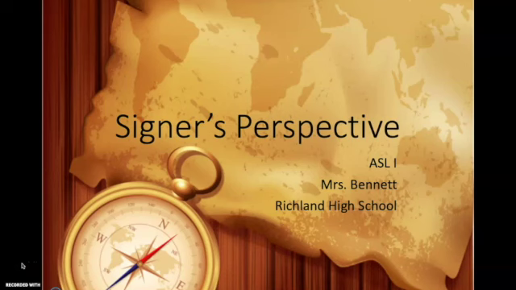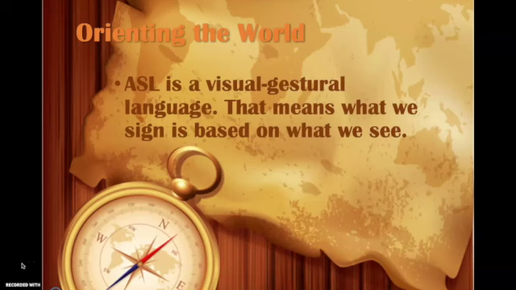Today I want to talk to you about what we call the signer's perspective. So this is kind of how we orient the world in sign language. Something that's really important to keep in mind is that ASL is a visual gestural language. That means what we sign is based on what we see. It's not based on the meaning of the words or anything else. The point of the language is to be visual.